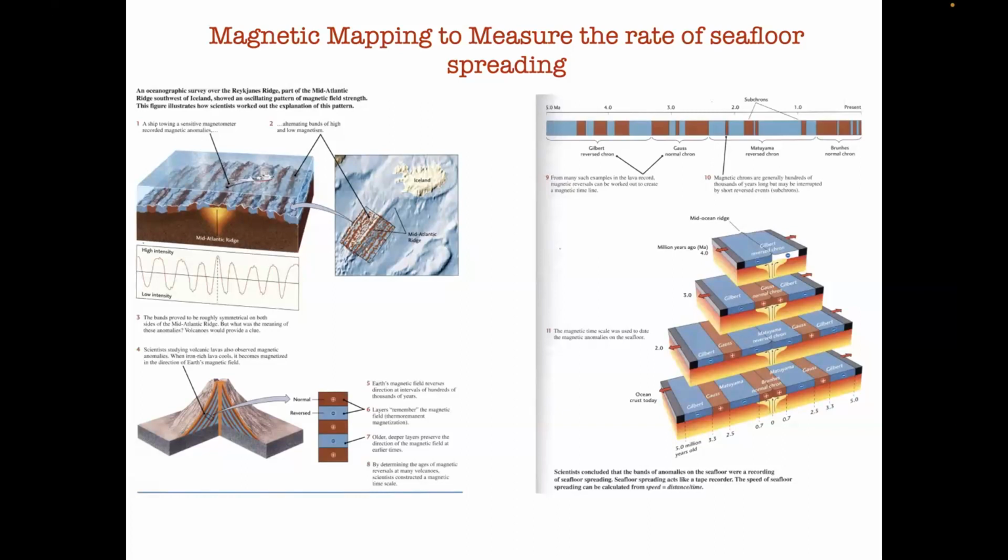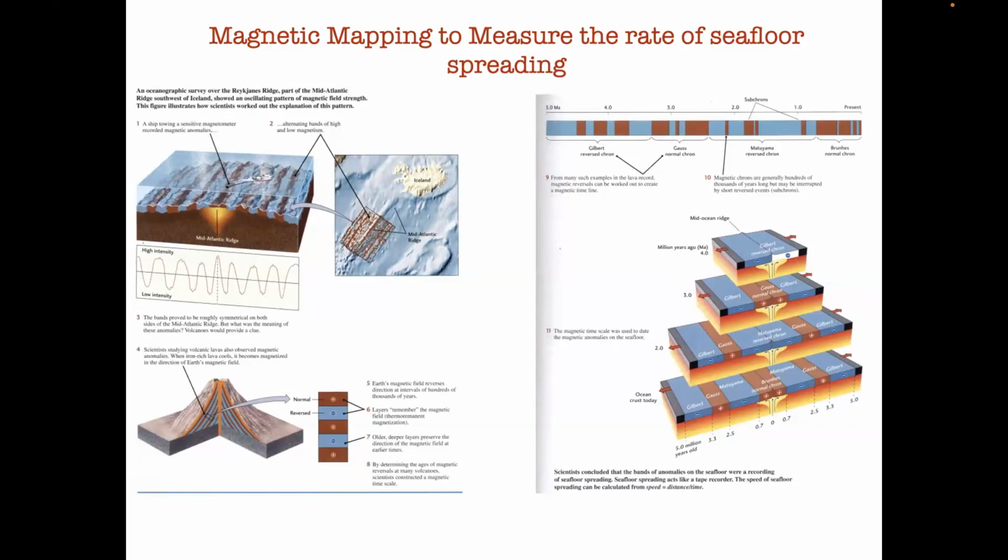Then they started studying this volcanic sequence, the lava flows in the seafloor rocks. What they saw is that one layer gives a positive anomaly, and another layer gives a negative anomaly, and the deeper layers are the older ones, which preserve the direction of the magnetic field at earlier times. By determining the age of that magnetic reversal at many volcanoes, the scientists could construct a magnetic timeline, or magnetic time scale, which you can see on the right side of the slide.